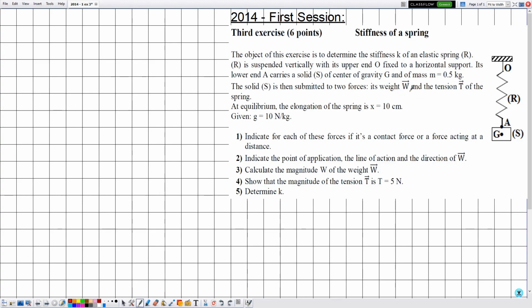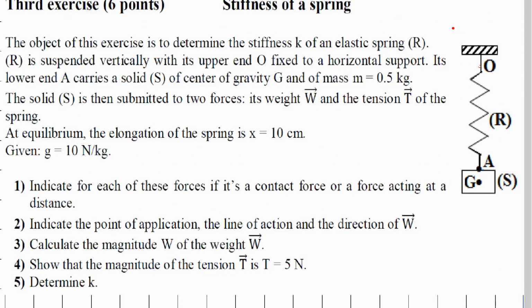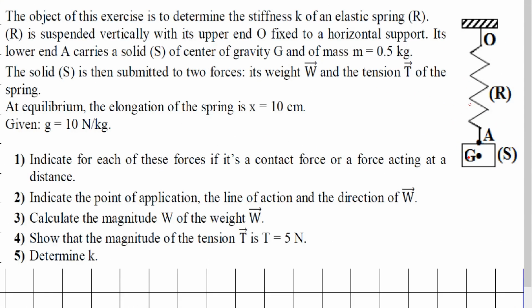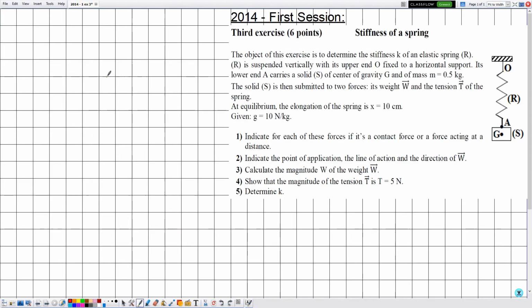R is suspended vertically with its upper end O fixed to a horizontal support, so this is the support. Its lower end A carries a solid S of center of gravity G and of mass M equal to 0.5 kilograms. The solid S is then submitted to two forces, its weight W and the tension T of the spring R. At equilibrium, the elongation of the spring is given by X equal to 10 centimeters.